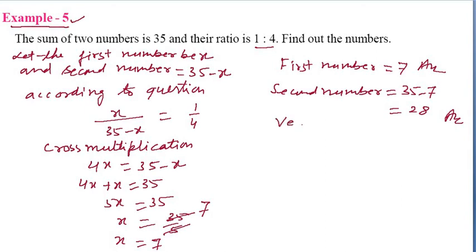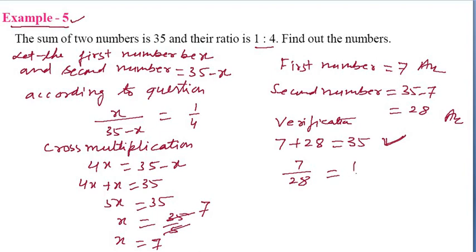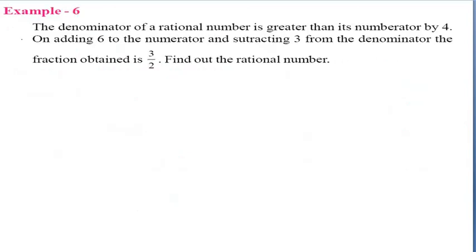Now what is the verification? Verification: the first number is 7 and the second number is 28. So their sum is 35. So that one is correct. Now the ratio is 7 upon 28. So 7 ones are 7 and 7 fours are 28. So that ratio is 1:4. So that is the correct answer. So let us do the next example.